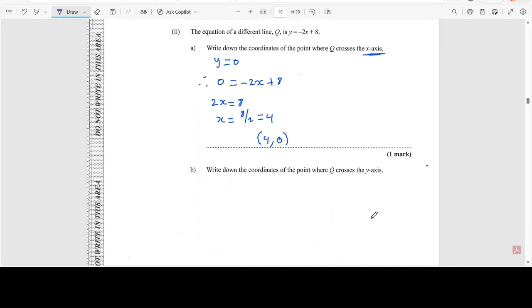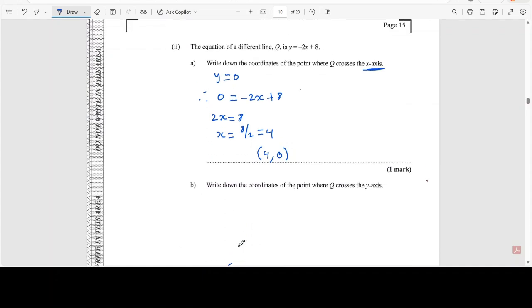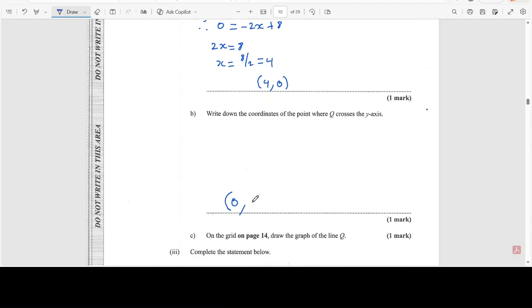Write down the coordinates of the point where Q crosses the y-axis. So if we have this equation here, y = -2x + 8, where it crosses the y-axis, we have nothing to work out there. What is the value of x when it crosses the y-axis? 0. And what is the y value? Where it crosses the y-axis is the y-intercept. Which value here is the y-intercept? 8. So your coordinates there are (0, 8).